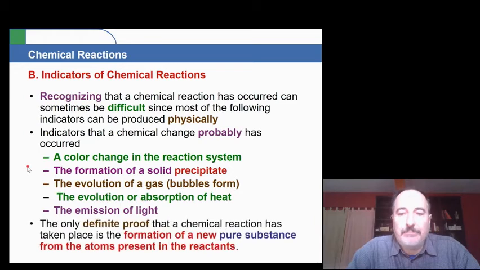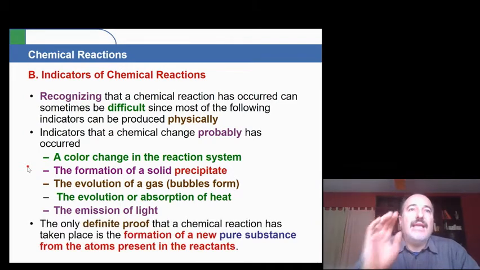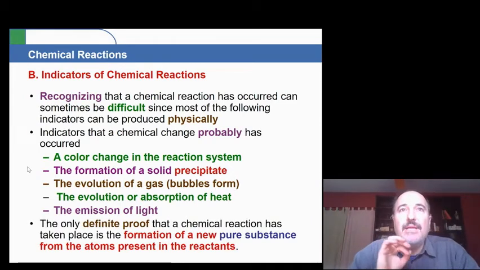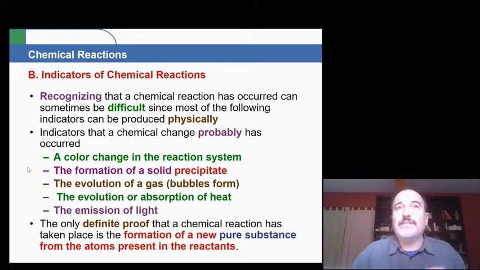Now, since each and every one of these can be reproduced physically, for example, you've got yellow paint, blue paint, boom, it makes green. Is that a color change because of a chemical reaction? No, that's actually a physical change.